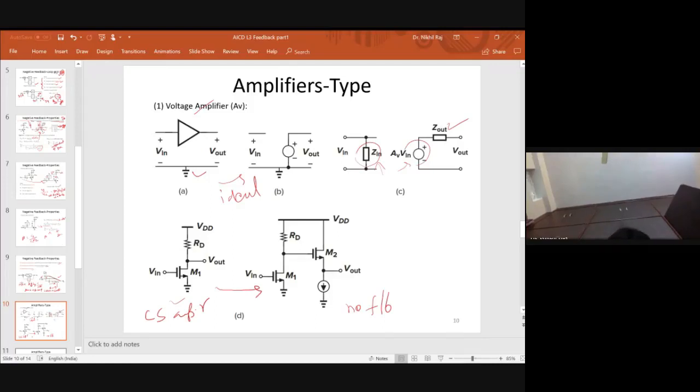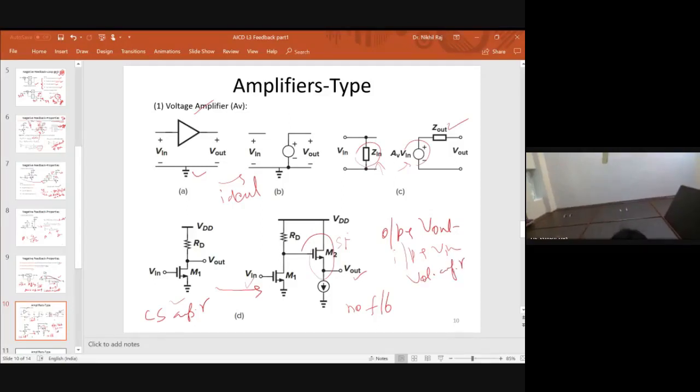What we see here is that output is taken in terms of V out. What is the input here? This output is given to the source of M2. Now this M2 is configured as a source follower stage, but the actual input is not here. The actual input is here. So we'll say input is also given in the form of V in, and so it is a voltage amplifier.